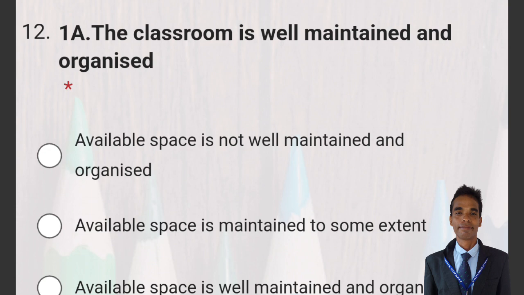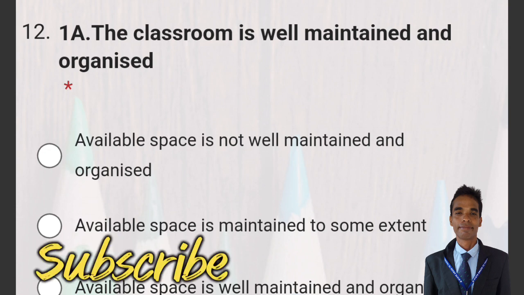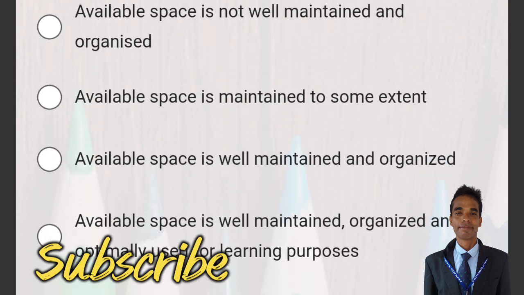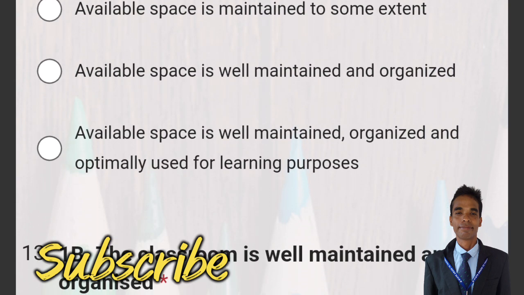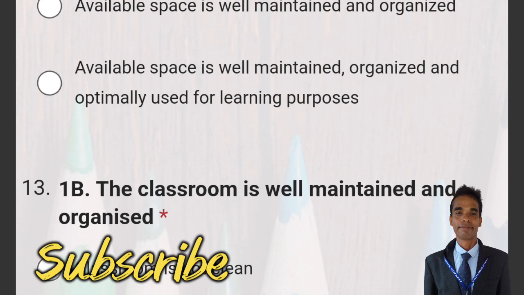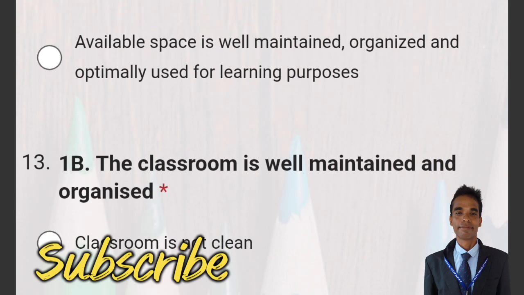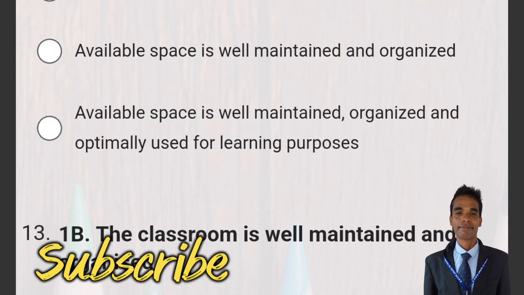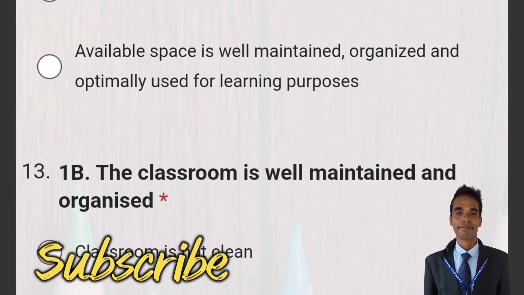12.1a The classroom is well maintained and organized. Available space is not well maintained and organized. Available space is maintained to some extent. Available space is well maintained and organized. Available space is well maintained, organized and optimally used for learning purposes.